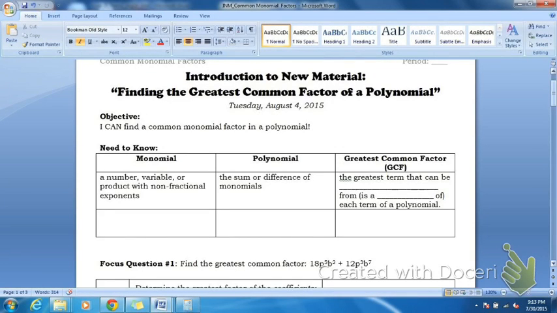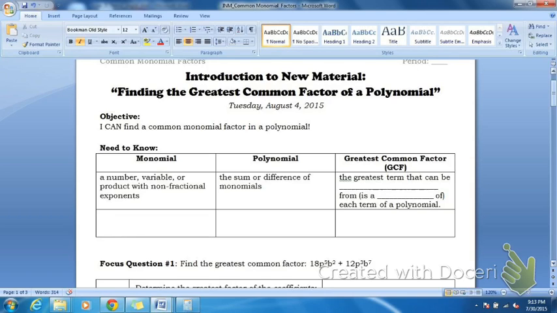Alright, we're going to begin the next lesson, which is on finding the greatest common factor of a polynomial. For this objective, we need to find a common monomial factor given a polynomial, whatever that may be. So first, let's take a look at some terms.